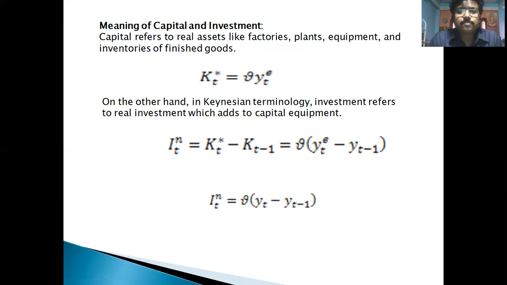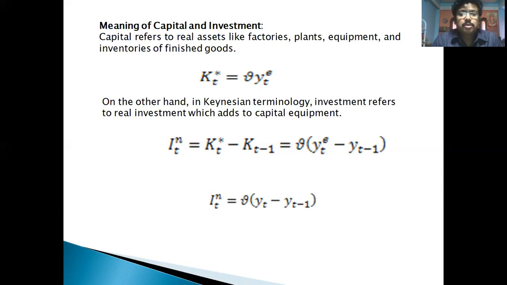Now there is another concept. What is investment? So investment is nothing but change in capital stock. Suppose there is a capital stock at period T, that is K star T, and there is a capital stock at period T minus 1, then the gap, the difference, is the investment. So investment is a change of capital stock. And you should remember that capital is a stock concept, but investment is a flow concept, because it changes over time.